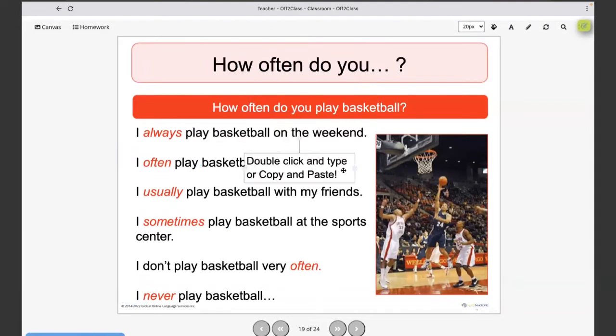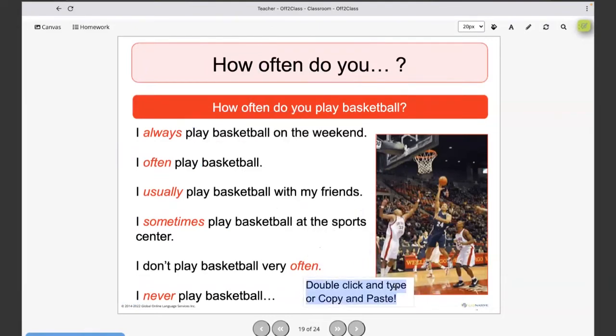Now, Nora, I want you to do the last one. The last one, I never. I never play basketball because I cannot put don't with it, right? Bravo. I don't put it in the negative. Make it as a question. How often does she play basketball? Yes. Play basketball.